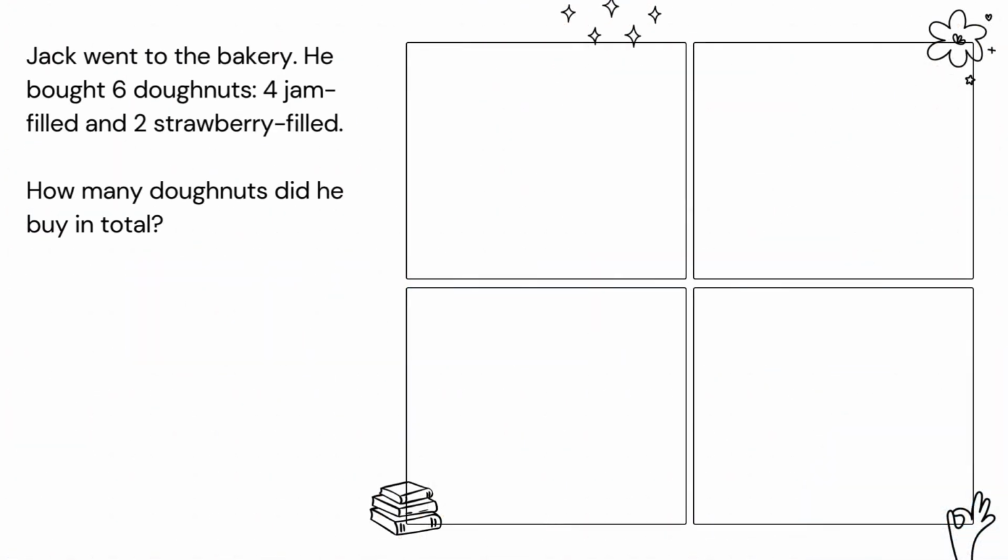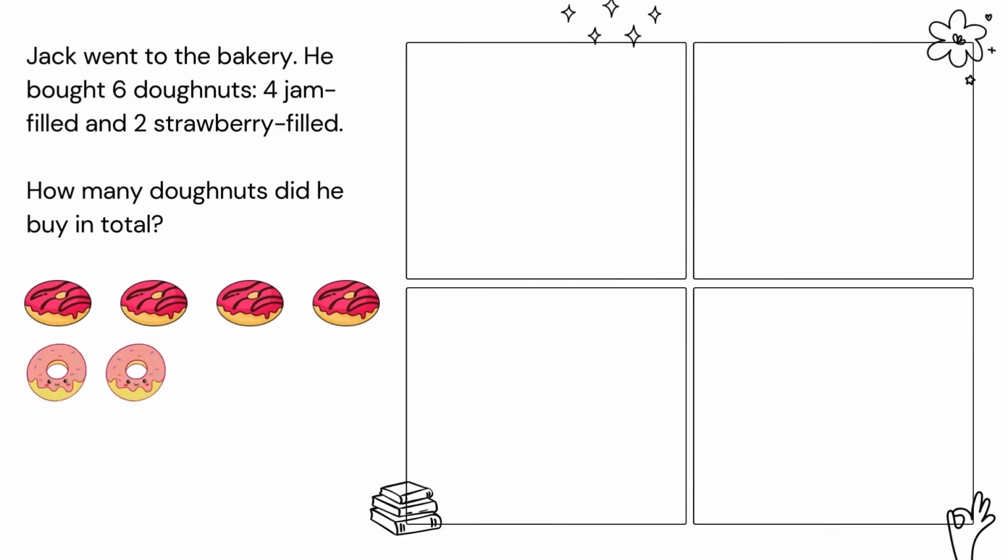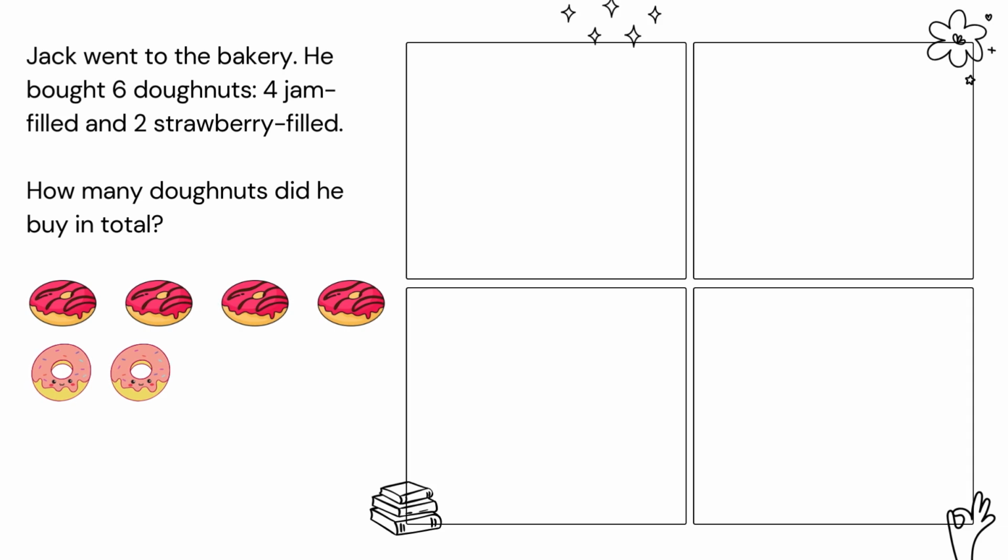Jack went to the bakery. He bought 6 donuts, 4 jam-filled and 2 strawberry-filled. How many donuts did he buy in total? From the pictorial representation, we can see that the whole is 6, and the parts are 4 and 2. Now let's write some math equations to represent this situation. There are 4 different ways we can write the equation.